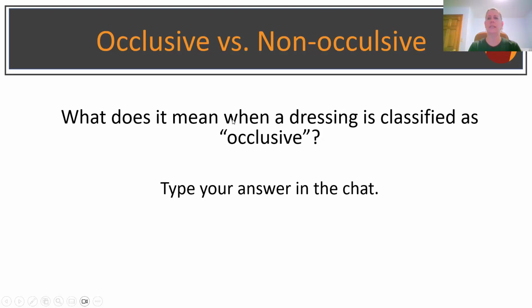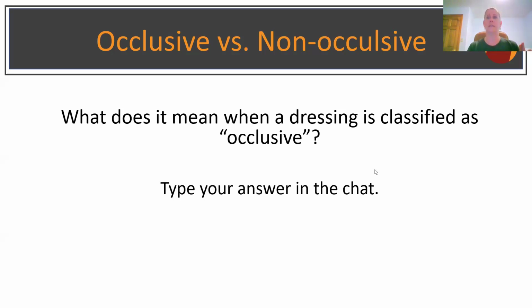What does it mean when a dressing is classified as occlusive? Anybody have that one? Put something in chat. What does it mean when I say the dressing's occlusive? Or when might I want that? Occlusive, tight. Prevents moisture from escaping, no air in. Okay, great. Basically what it means is I'm going to seal it so nothing can get out and nothing can get in. So I'm not going to let the moisture out, but I'm not going to let infection in. Some occlusive dressings will allow for oxygen to get in, but that's it.